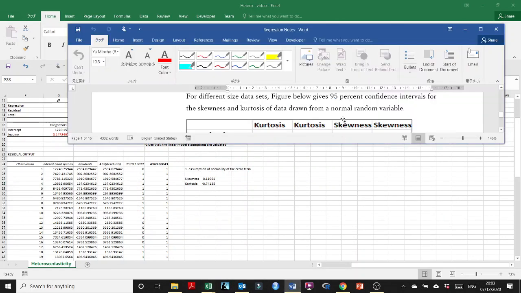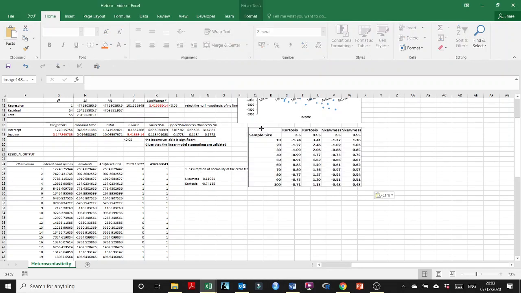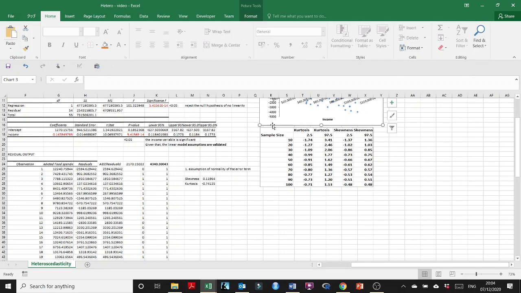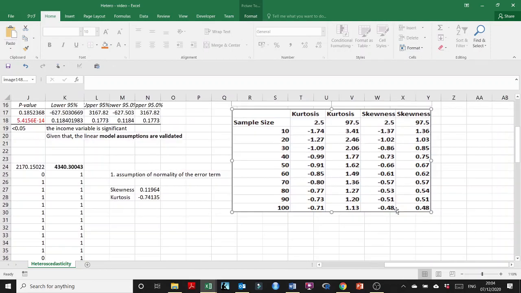So let me just copy the table for now. Let's line up everything nicely. As you can see here, we have the skewness being 0.11, so it is within this range, and the kurtosis is outside the range. This is 0.71 and this is 0.74. So this is outside the range. For this purpose, we have a little reason to doubt the normal distribution. This is also a very bad sign. The kurtosis is a bit outside the range.